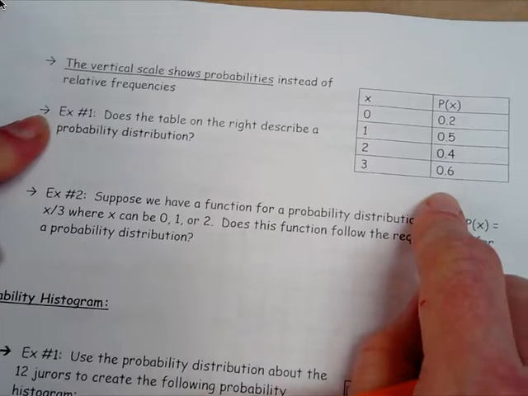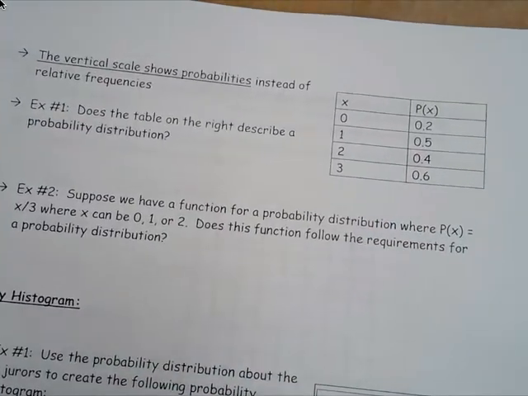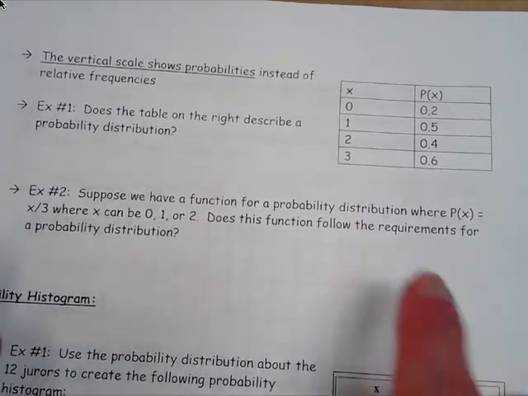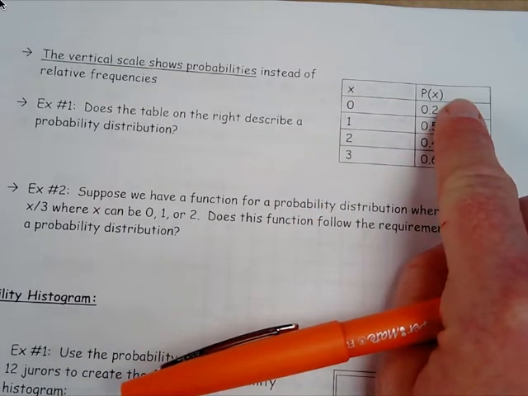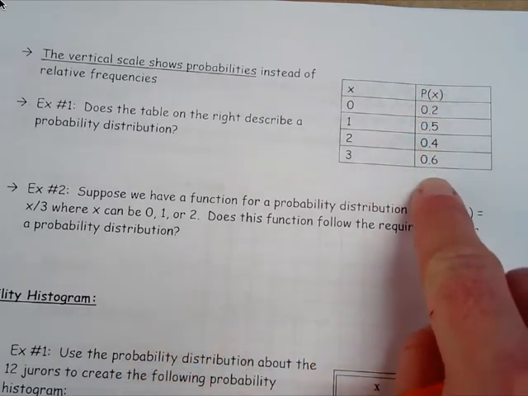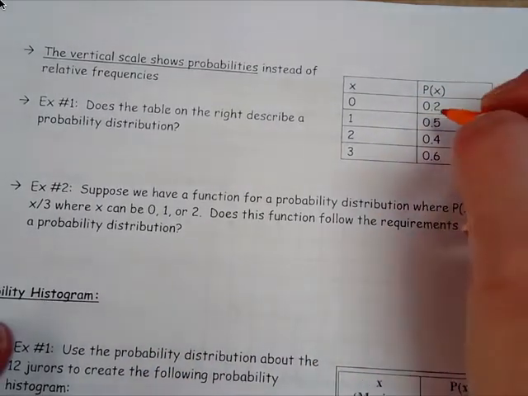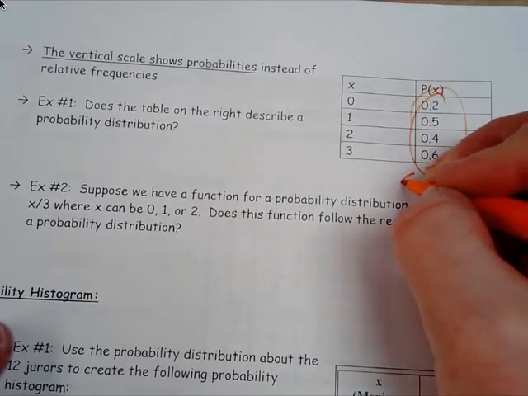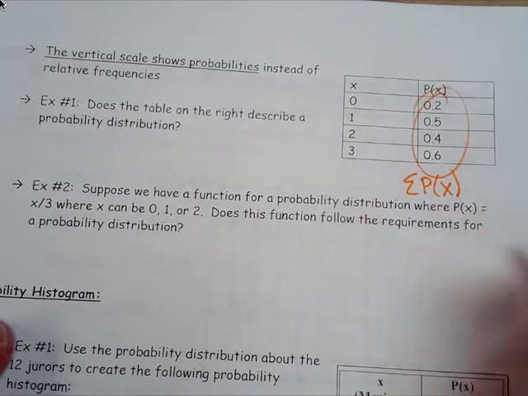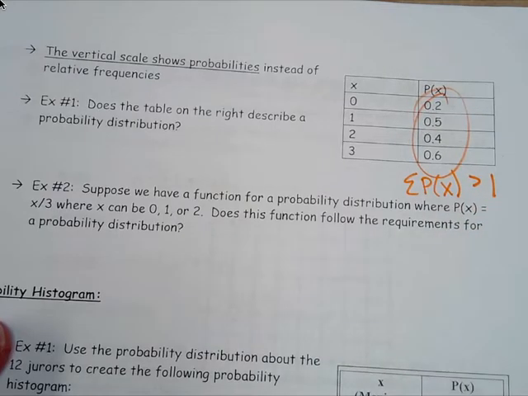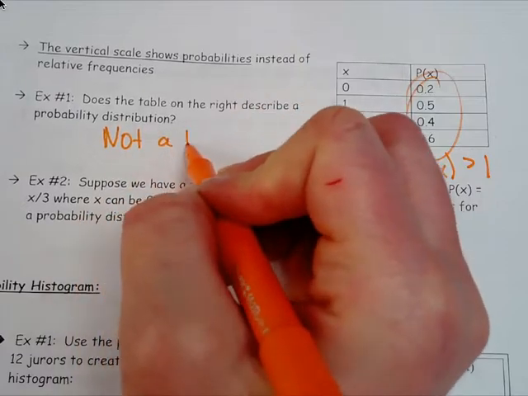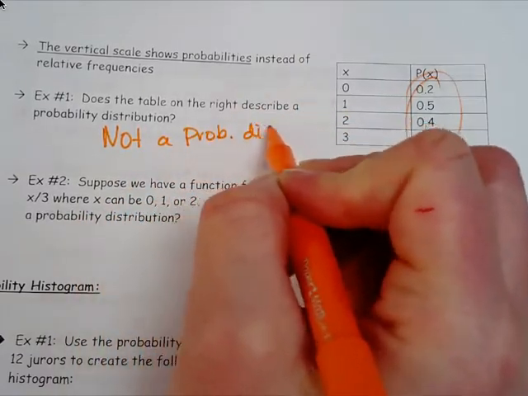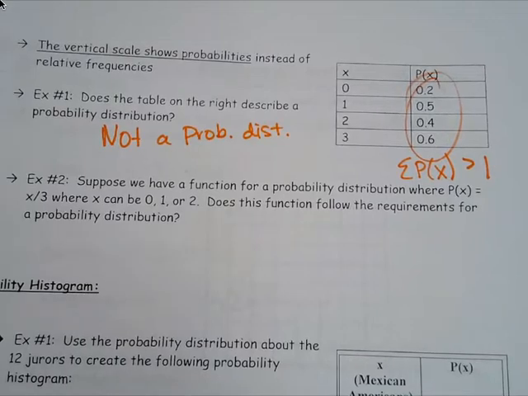So let's look at this example. Does the table on the right describe a probability distribution? So we have X and P of X. So it looks like it's a random variable. Do all the P of X add up to equal 1? Yeah. Summation of P of X is greater than 1. So this is not a probability distribution. Because if you add those up, it's like 1.7.